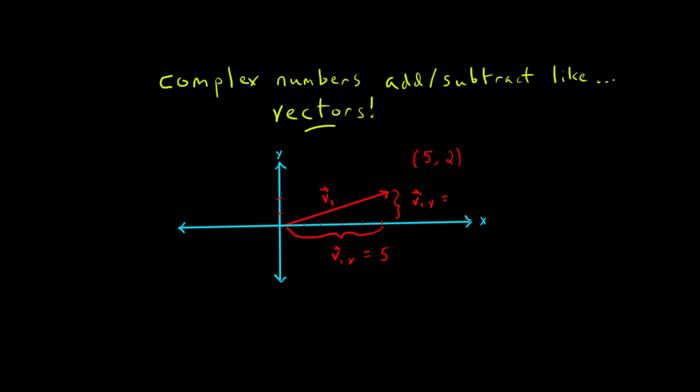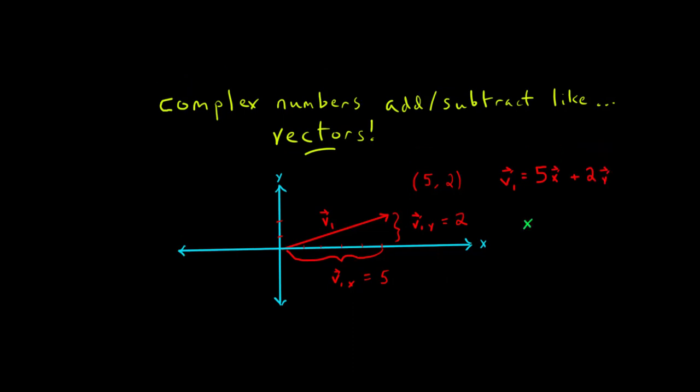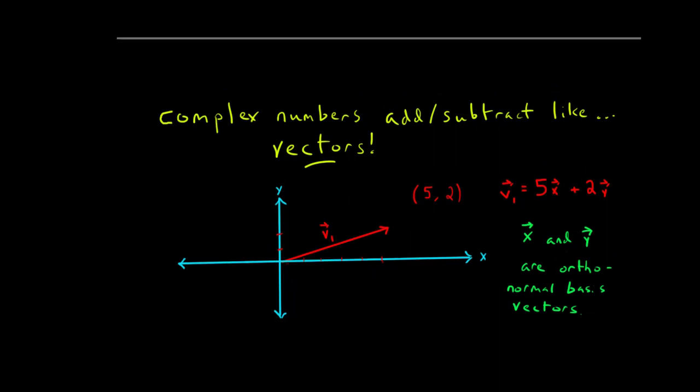So v1 in the y direction equals 2. What we're essentially saying here is that this vector can be broken up into 2 pieces. So we can write this as v1 equals 5 times the x unit vector plus 2 times the y unit vector, where the x and y unit vectors are orthonormal, ortho meaning they're 90 degrees apart from each other, and normal meaning they have a length of 1. And these are our basis vectors. So any vector that we write can be seen as a combination of these things.